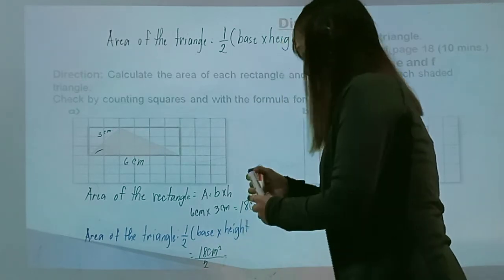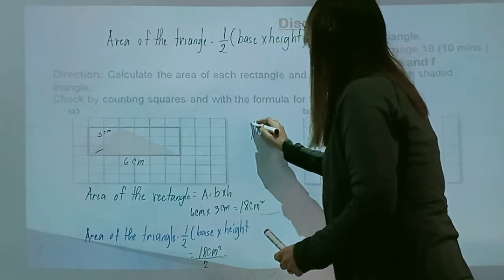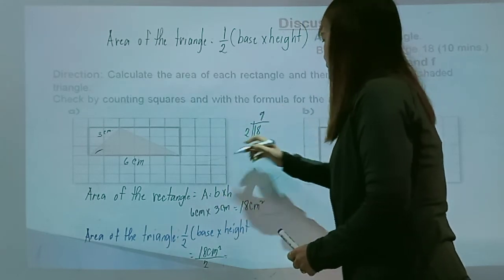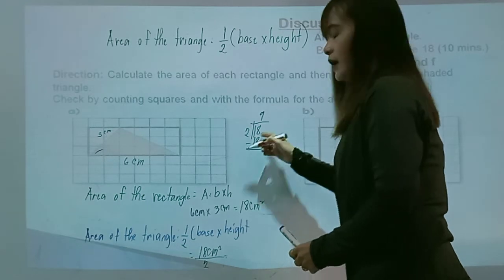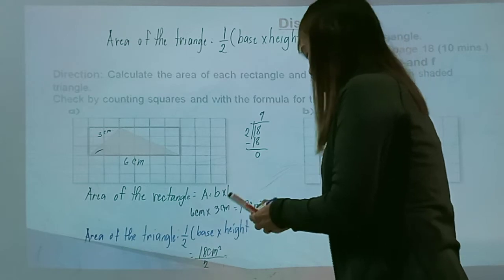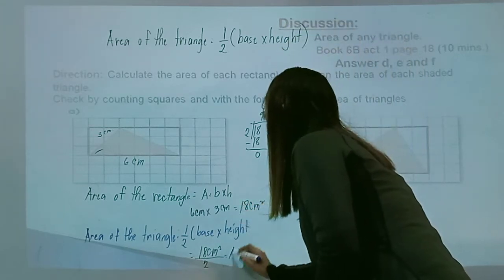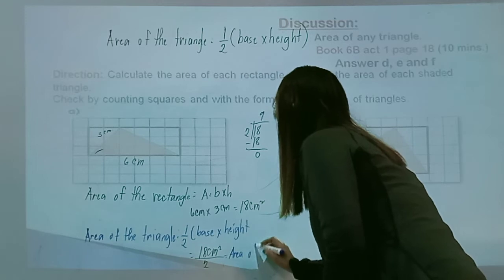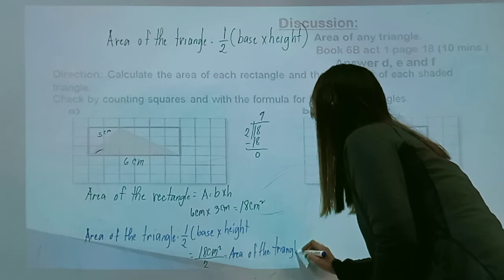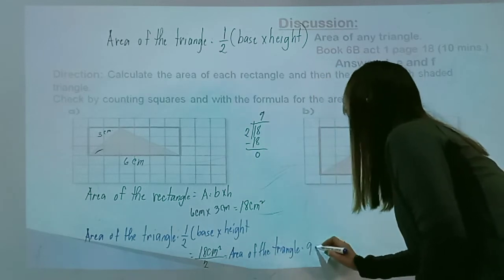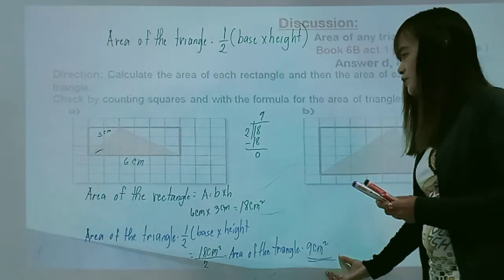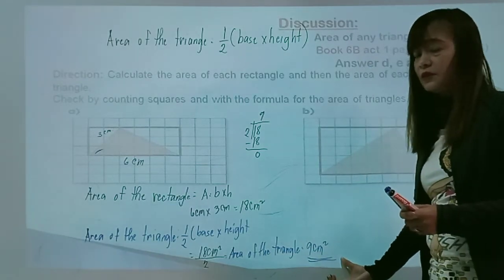Now class, we need to divide 18 by 2. 18 divided by 2 will give us 9. 9 times 2 gives us 18. 18 minus 18 is equal to 0. Therefore, class, the area of the triangle is equal to 9 centimeter squared.